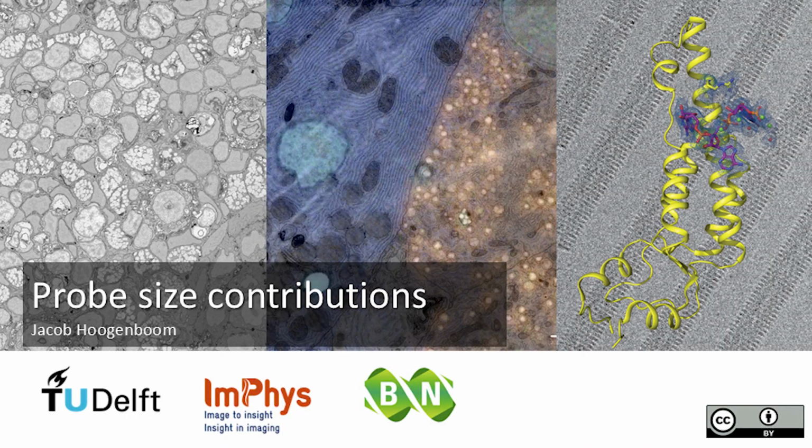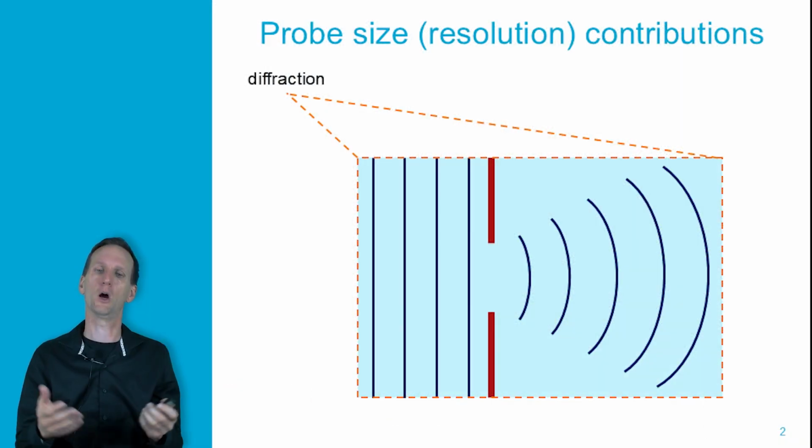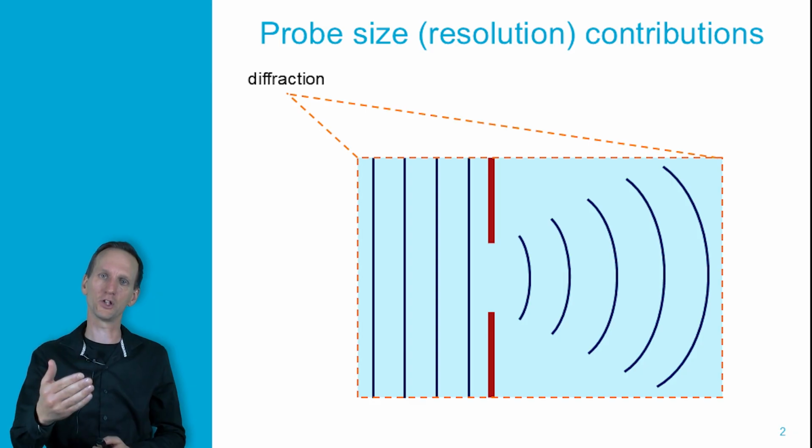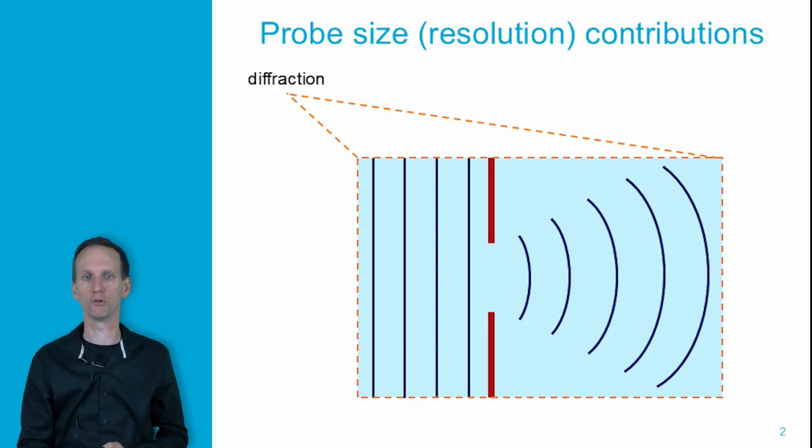Let's now look at the size of the probe in the scanning electron microscope. We've seen that the size of the probe determines the area or the volume in the sample from which signal is generated. So the probe size ultimately determines the resolution in our scanning electron microscopy approach. Now, obviously, the first contributing factor to the size of the probe is diffraction. It is the fundamental limitation. But next to diffraction, there are other factors playing a role here.